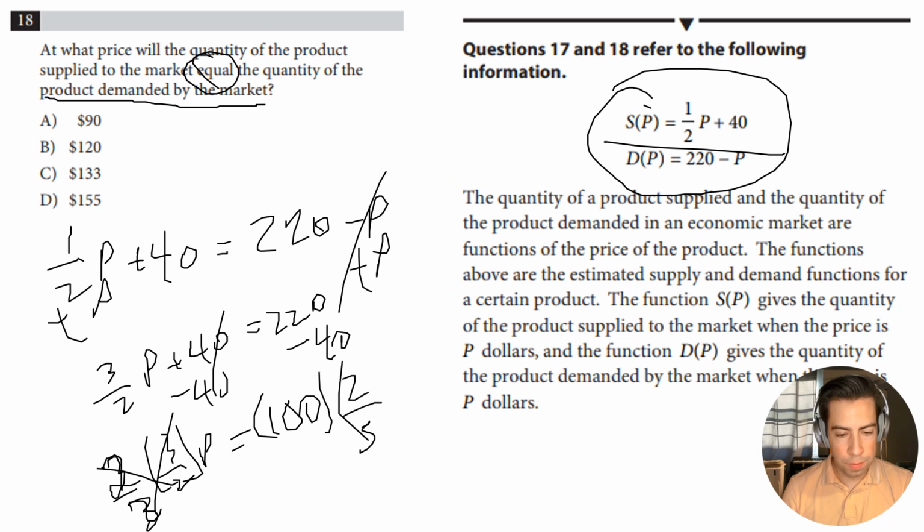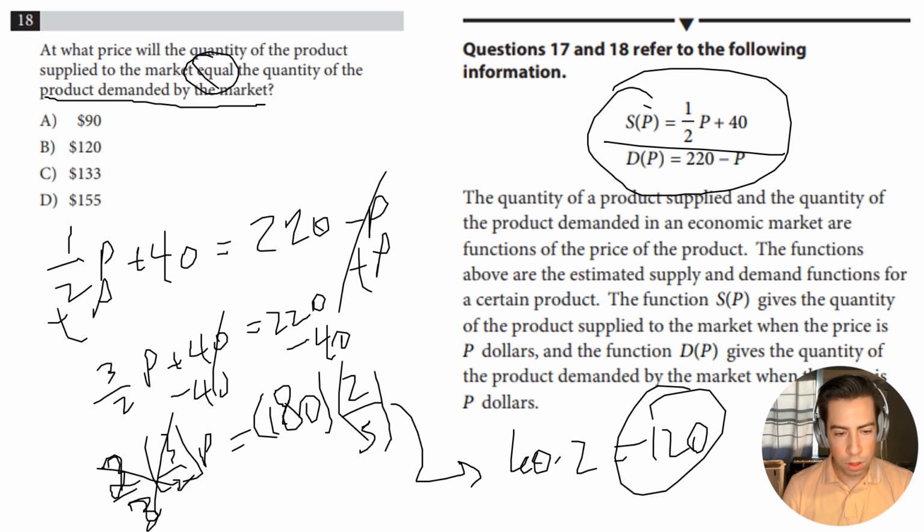Multiply by 2/3, and I will have, sorry guys, getting a little messy, I will have 60 times 2, which is going to be equal to 120. All right, so the price when those are both going to be equal is when it is $120.